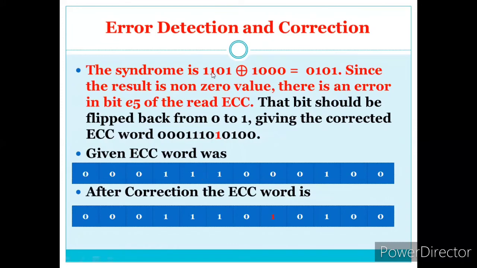When you perform the exclusive OR operation, we get 5. This is a non-zero value. It shows that there is an error and the error bit is 5. So we have to flip the E5. If you observe, previously it was 0. I have flipped it to 1. And this is the corrected ECC code word which is to be sent to the memory location. In this way, we need to identify, detect, and correct it.